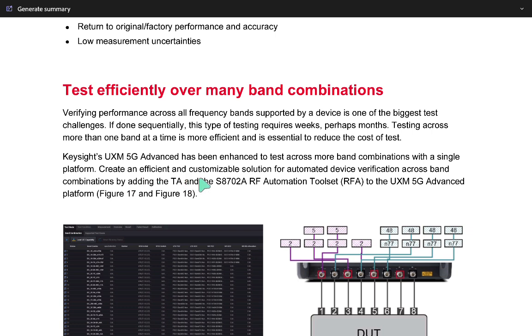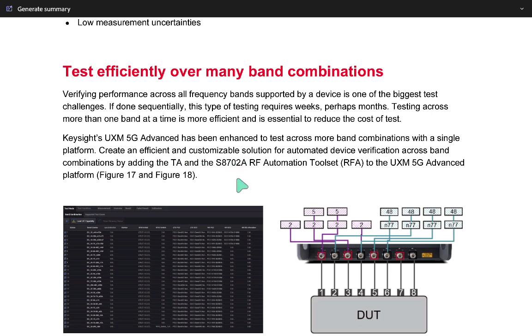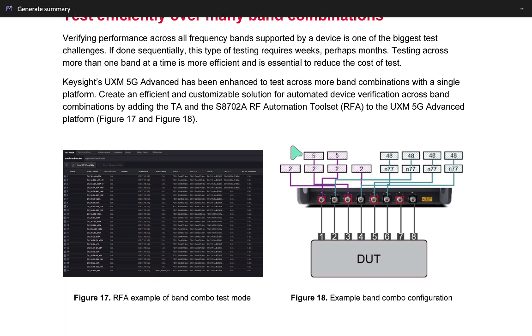Create an efficient and customizable solution for automated device verification across the band combinations by adding the TA and S8711A RF automation toolset, RFA, to the UXM 5G Advanced platform. Figure 17 and Figure 18. Figure 17, RFA example of band combo test mode. Figure 18, example band combo configuration.